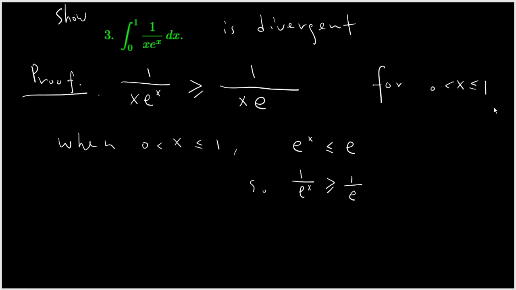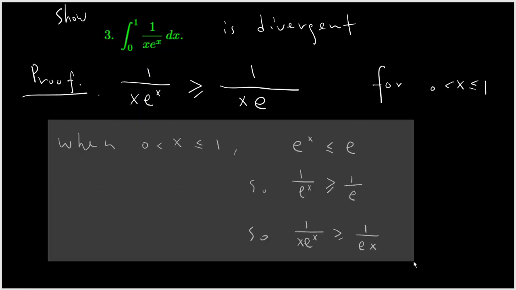And then we multiply both sides of the inequality by 1 over x. It's permissible because x is in between 0 and 1. In particular, x is always positive. So we have 1 over x times e to the power of x is greater than or equal to 1 over e times x. This is true when x is in between 0 and 1. I hope you can follow me now. Anyway, the only thing I need is the first line. I showed you why.